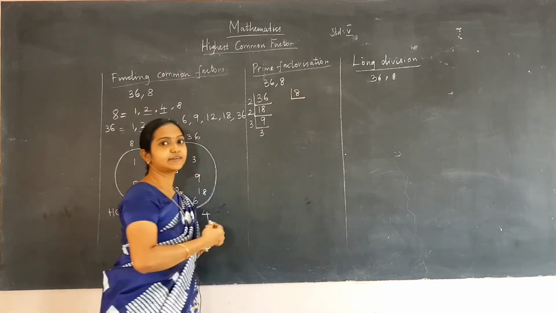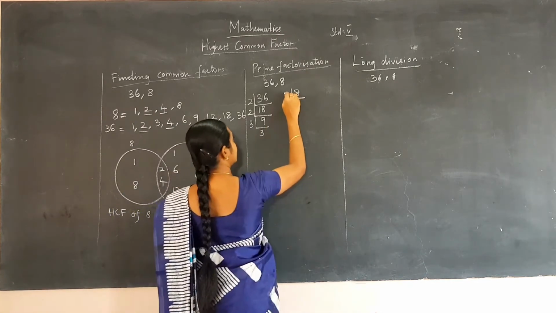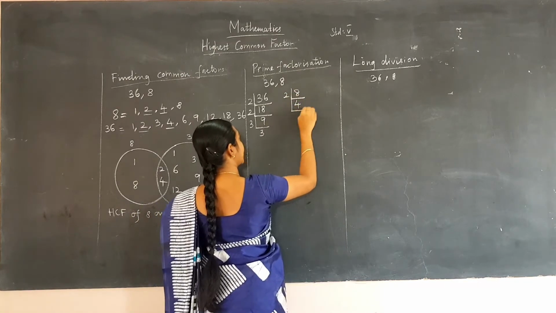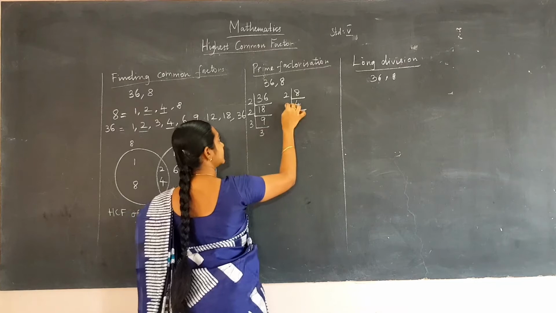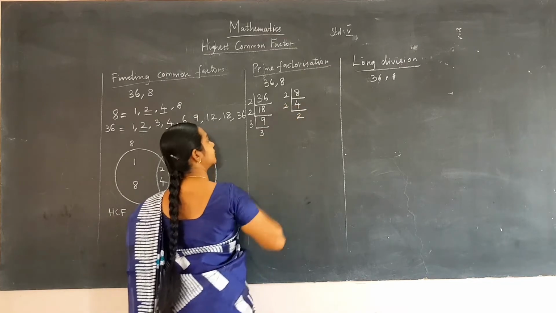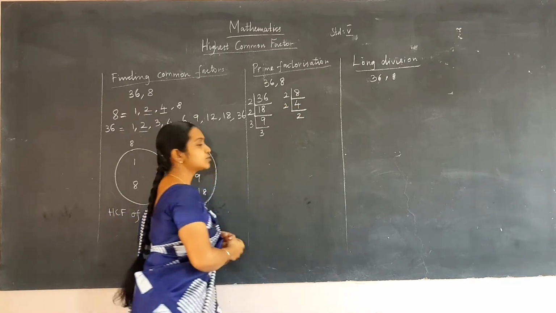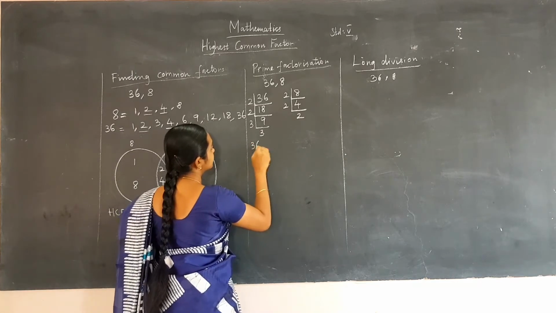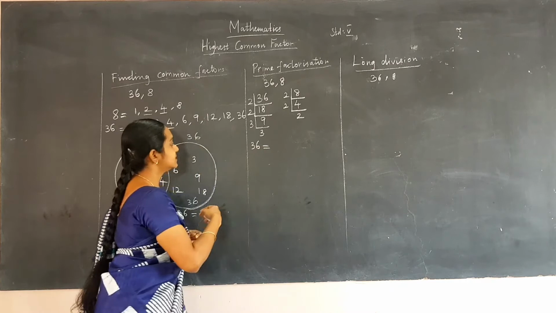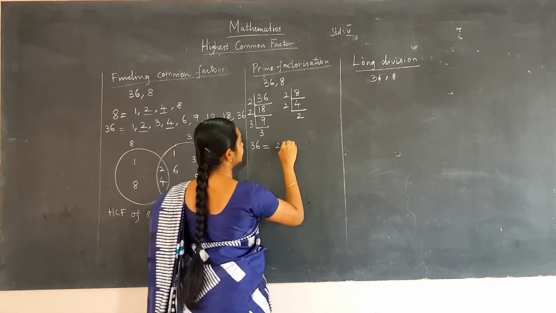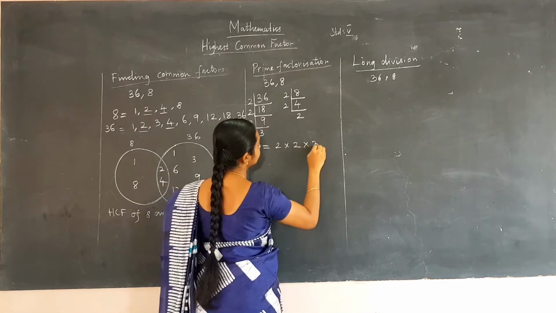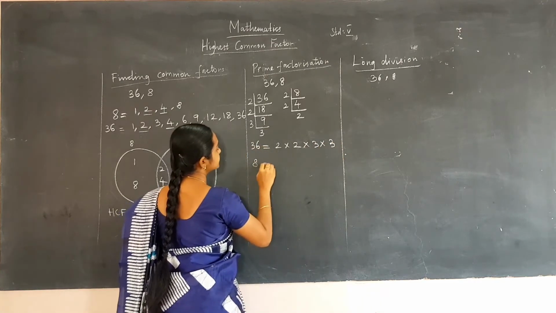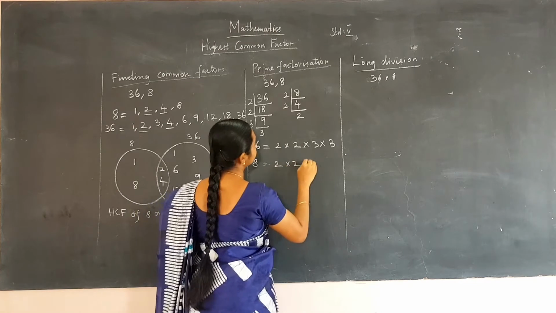Next, we are going to factorize 8. 2 into 4 is 8. Again factorize 4. 2 into 2 will be 4. 2 is a prime number, so we can stop with that. Now let us write the prime factors of 36: 2 into 2 into 3 into 3. For 8 it is 2 into 2 into 2.